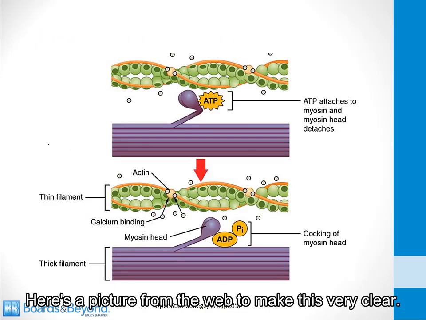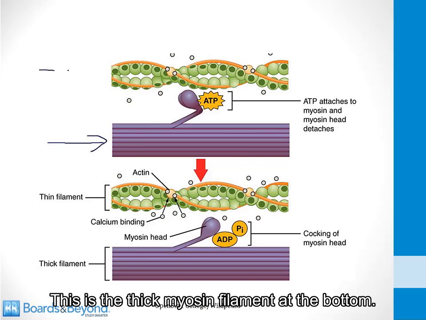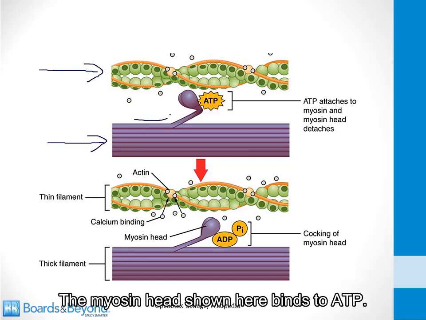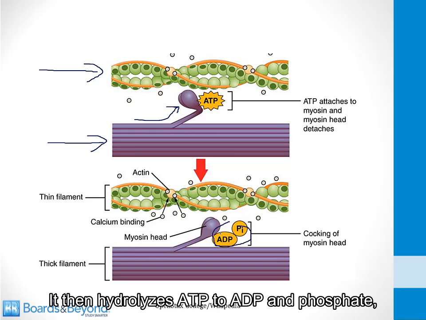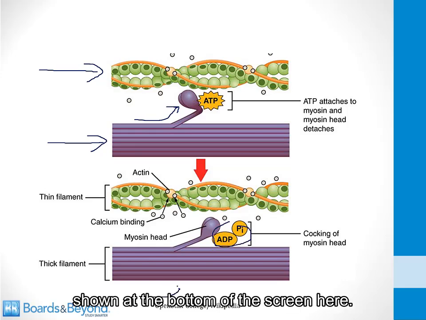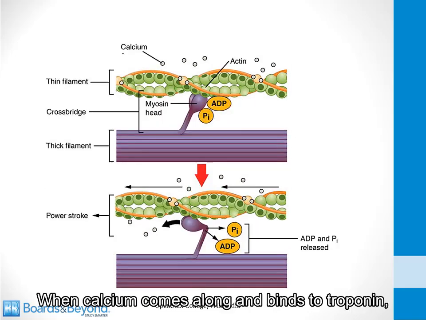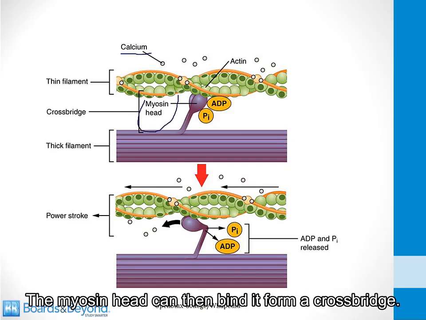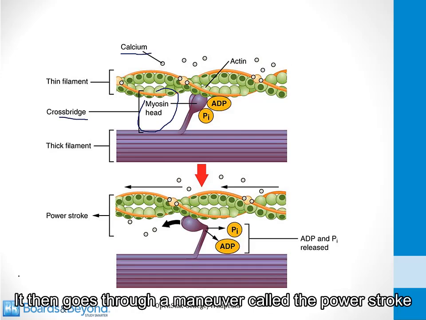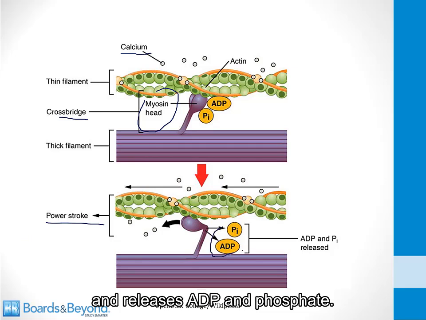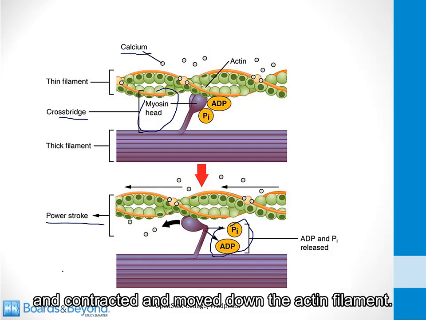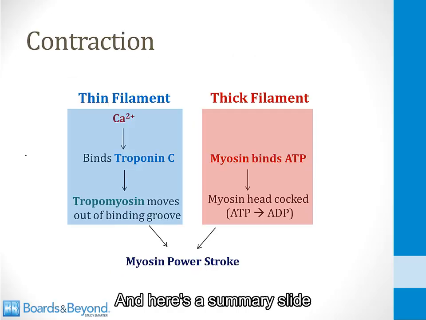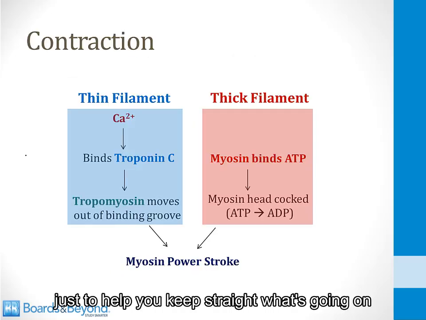Here's a picture from the web to make this very clear. This is the thick myosin filament at the bottom. This is the thin actin filament at the top. The myosin head, shown here, binds to ATP. It then hydrolyzes ATP to ADP and phosphate and assumes the cocked position shown at the bottom of the screen here. When calcium comes along and binds to troponin, it removes tropomyosin from the binding groove. The myosin head can then bind and form a cross bridge. It then goes through a maneuver called the power stroke and releases ADP and phosphate. And now what you have in the big picture is that myosin has bound to actin and contracted and moved down the actin filament.